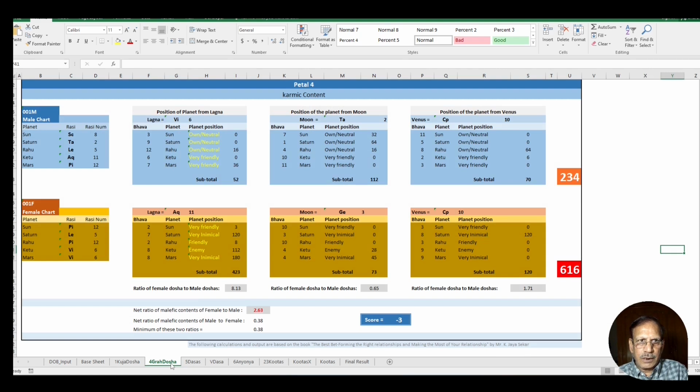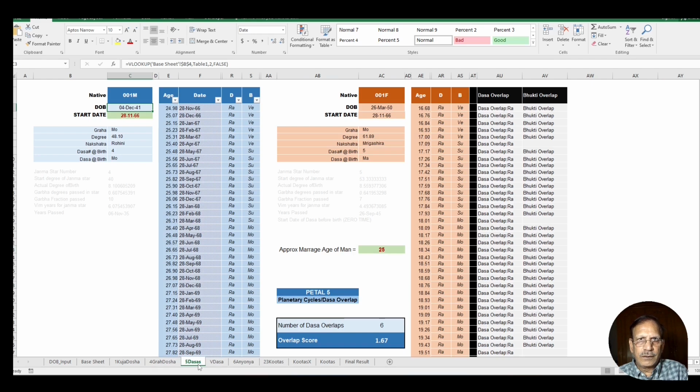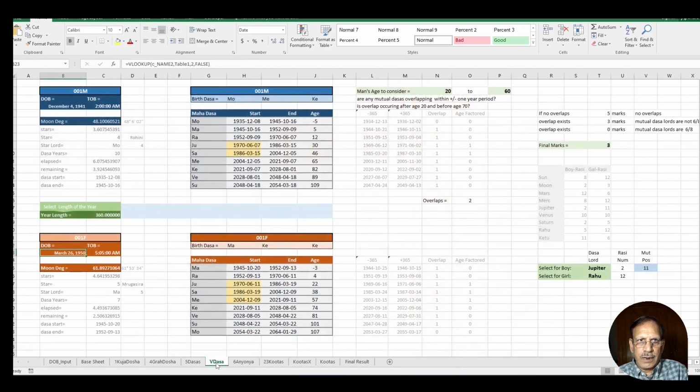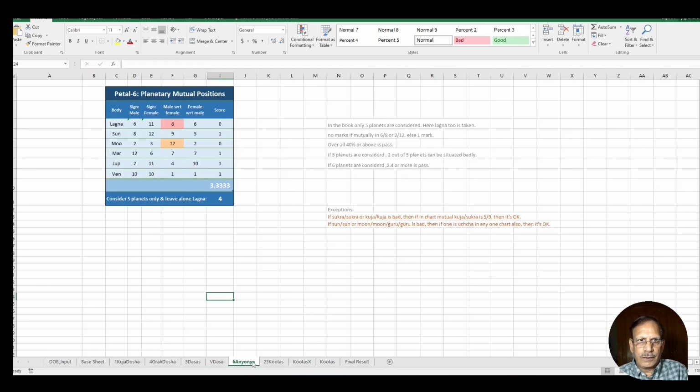Graha dosha, I am calling it. This is the 4th petal. And the 5th is for Dasa overlap. I think Mr. Ganeshan Srinivasan is taking Bhukti overlaps into consideration also, so that is why I kept only Dasa overlaps. As far as I understand, the book by Mr. Jayasekar is referring to Dasa overlap only. Then the 6th petal is Anyonya.